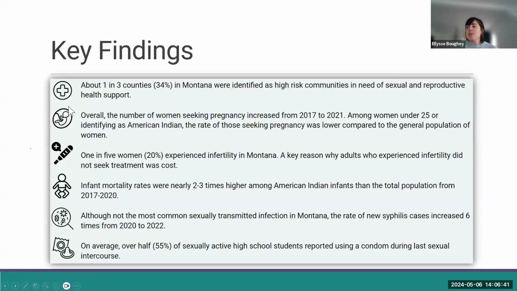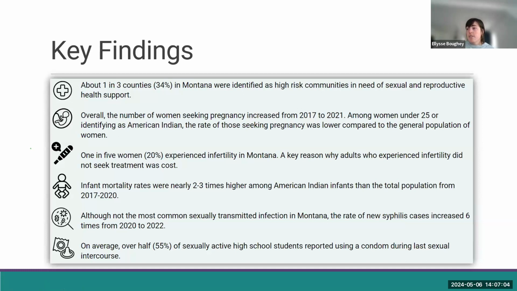So I'm going to run through some of the key findings for each of those focus areas. Number 1, about 1 in 3 counties were identified as high risk. Number 2, overall the number of women seeking pregnancy increased. However, among women under 25 or identifying as American Indian, that rate was lower than the general population.